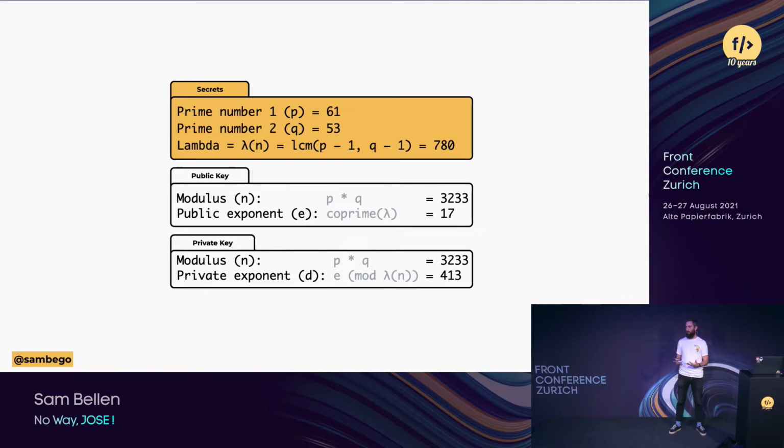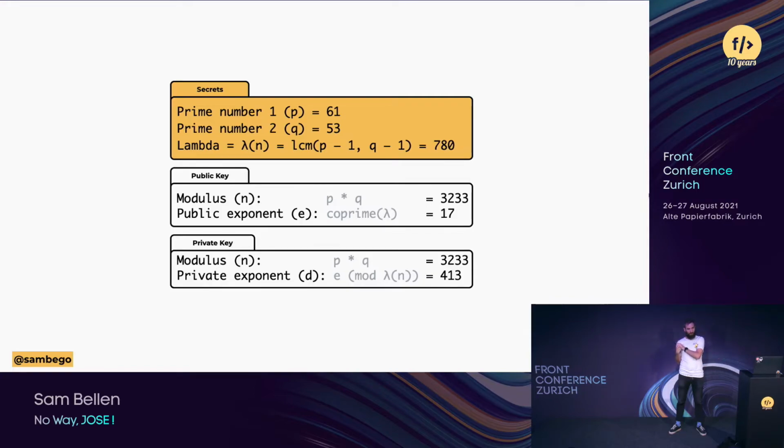Now, the public key will have the modulus, which is the first prime number times the second prime number, and the public exponent, the coprime of that lambda we created earlier. And the private key will also create that modulus, but instead of a public exponent, it will create a private exponent, which is also some math related to that lambda number we created at the top. And what this means is that the public key and the private key pair, they're mathematically linked to those 2 prime numbers and to that lambda we created initially.